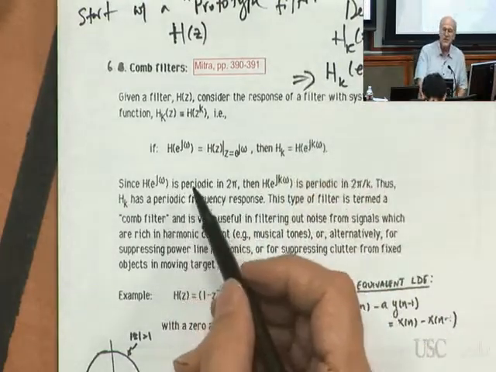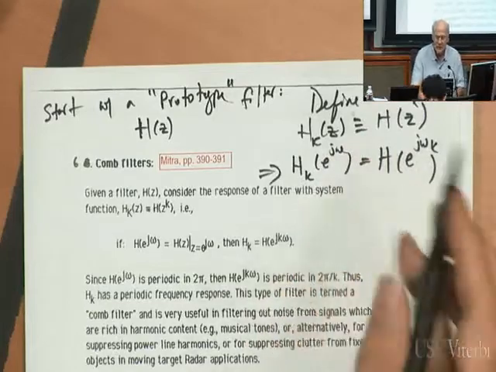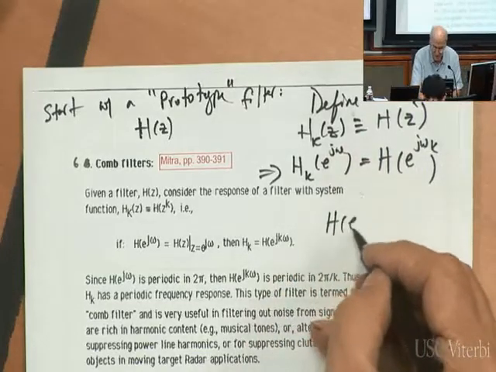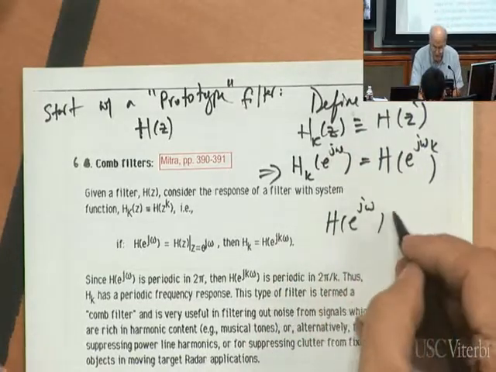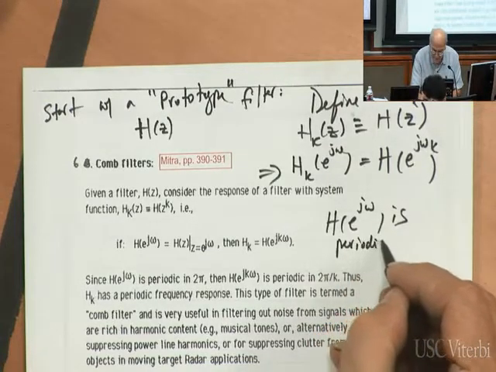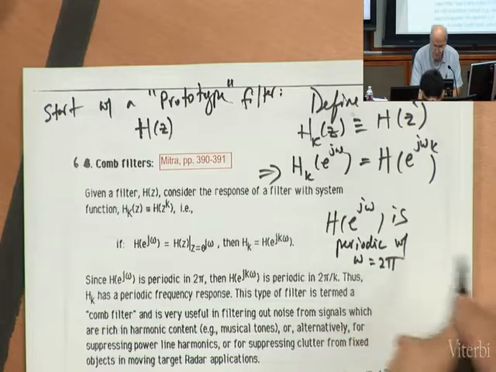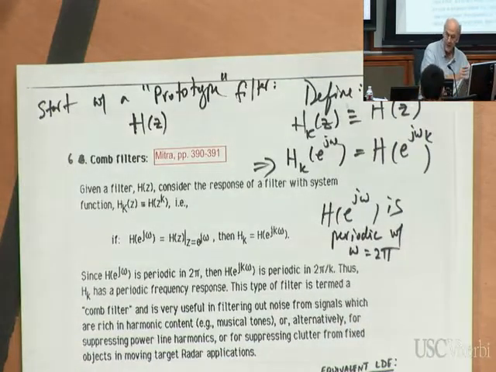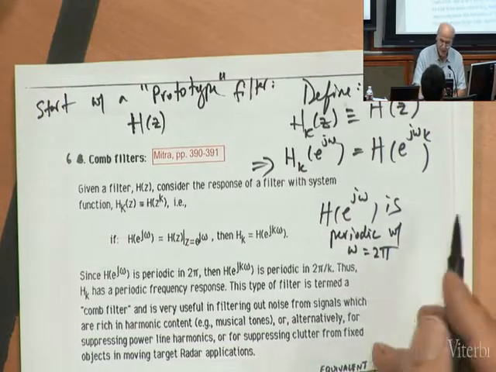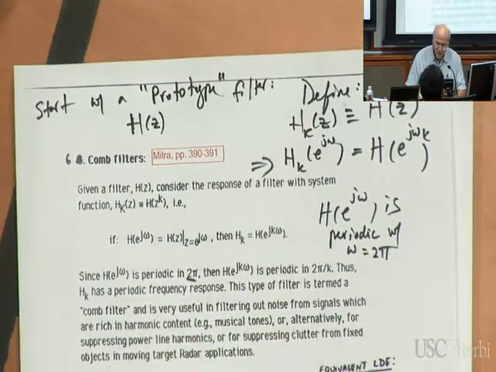Since h of e to the j omega is periodic, what do we know about it? It is periodic with omega equal to 2 pi, or multiples. In other words, h of e to the j (omega plus 2 pi) is the same as h of e to the j omega. So, h of e to the j omega is periodic in 2 pi.